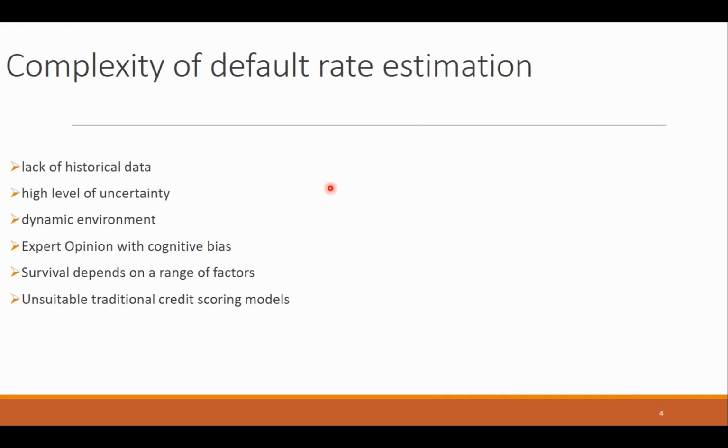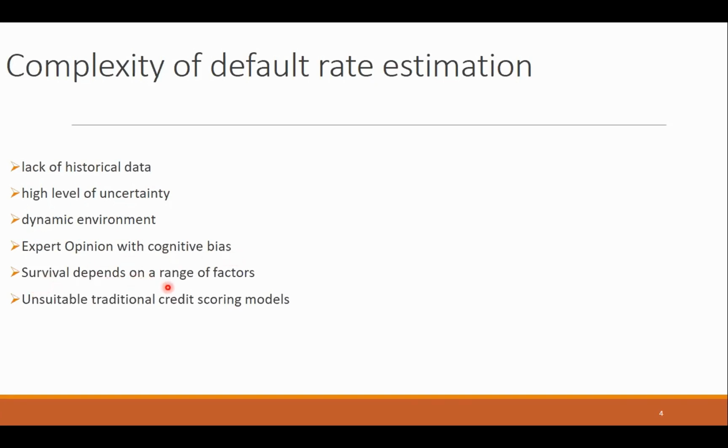As you know, almost 90% of startups fail. Really, it is a huge default rate, but it is a real story. Venture capital portfolio value depends on successful startups rather than average startups. Recognizing this issue may give additional insight into our default rate estimation. We find some complexities in default rate estimation, which include lack of historical data, high level of uncertainty, dynamic environment, and expert opinion with cognitive bias.